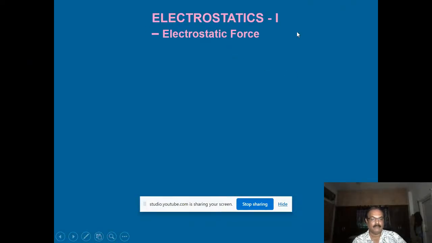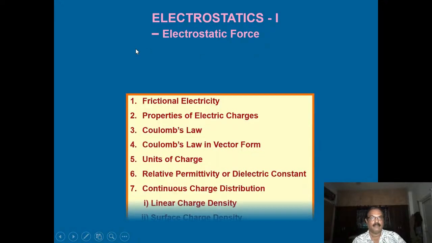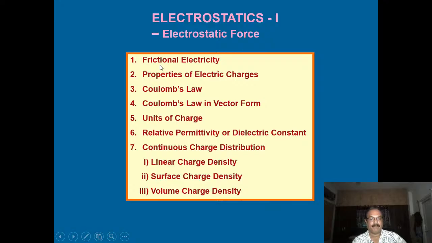This is chapter 1 in class 12 physics. You can see the topics here: frictional electricity, properties of electric charges, Coulomb's law in vector form, units of charge, relative permittivity, dielectric constant, continuous charge distribution, line charge density, surface charge density, volume charge density.